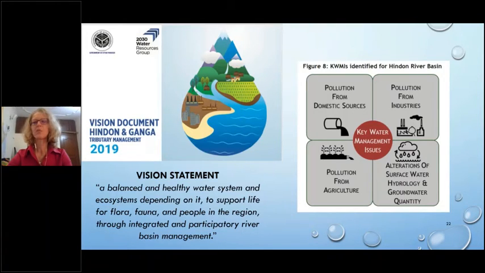So, for example, the ambition for pollution from domestic sources was set at a high level, saying that discharge of untreated domestic water should be zero in the basin, and that treated domestic water should be 100% reused. This is a very high-level ambition, but it sets the direction where partners would like to work on together.